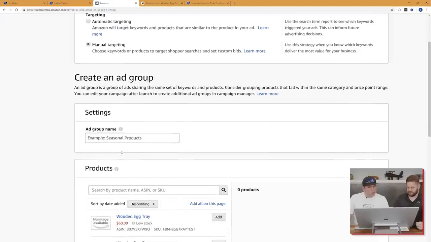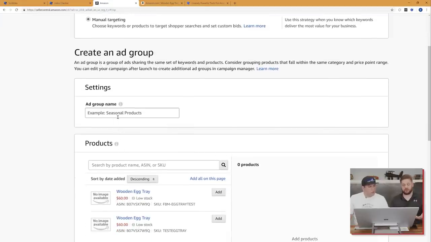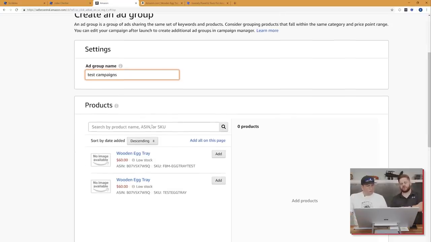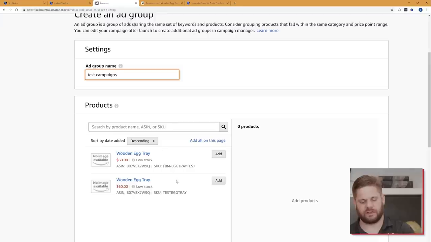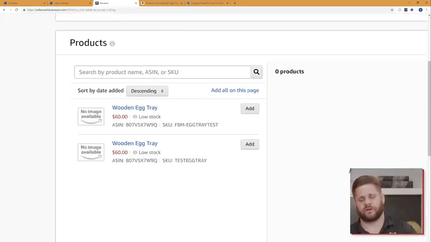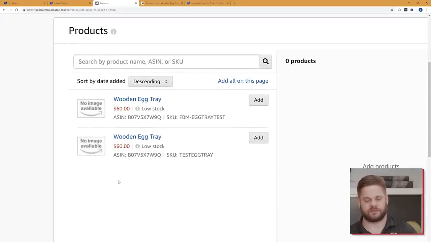Now it looks like the next section here is create an ad group. Ad group, that's just something internal for us, so we're going to call it test campaigns. Okay. And that will clump all of our different campaigns into a certain group. All right. Now, in this screen, it's going to list which things we can run PPC campaigns on. Little things like the no image available, that's fine. That's just where Amazon's not pulling the data, but it doesn't really matter.